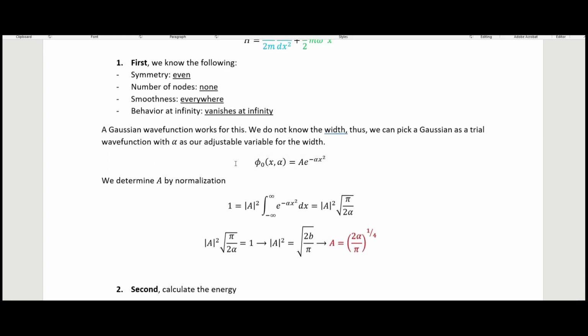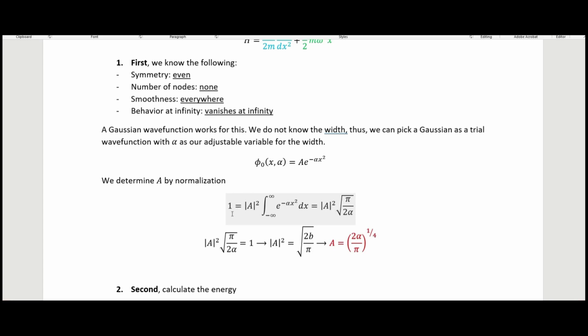And so a good candidate wave function for that is the Gaussian wave function. But we don't know the width of it, and so that has to be our adjustable parameter alpha. And so we can use this right here, which is the Gaussian wave function. So we have our A here, and then this alpha in the exponent here is our adjustable parameter. And so we can determine A by normalization.